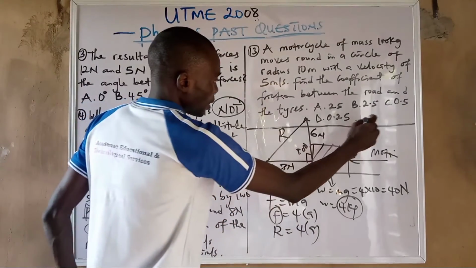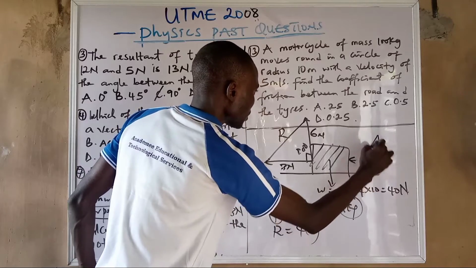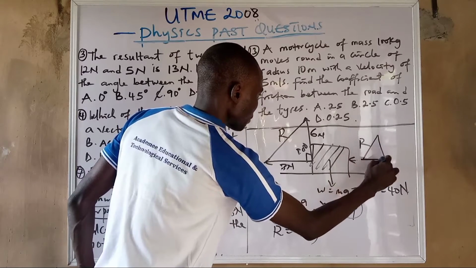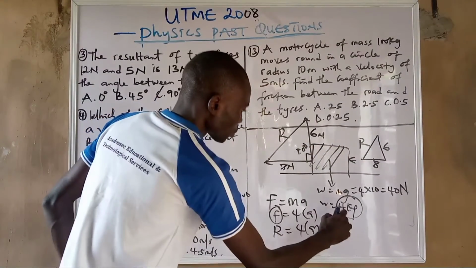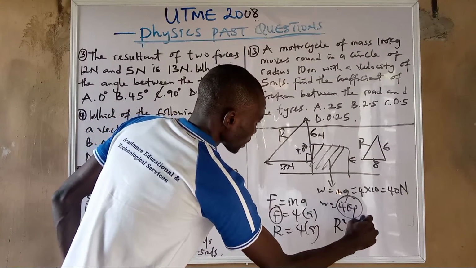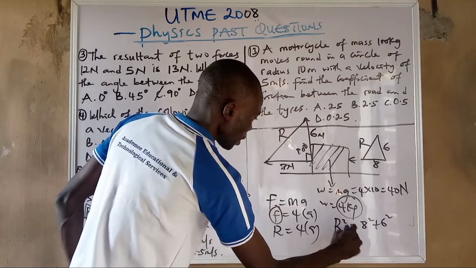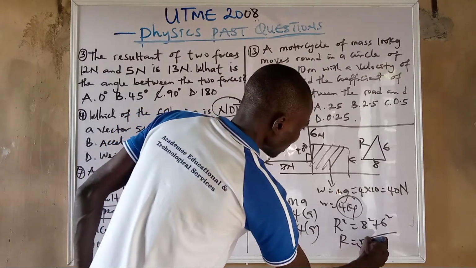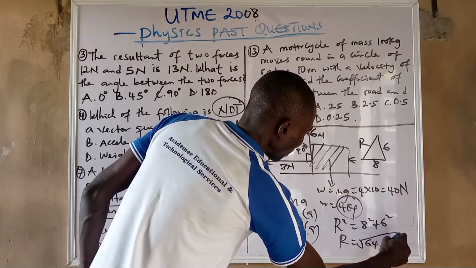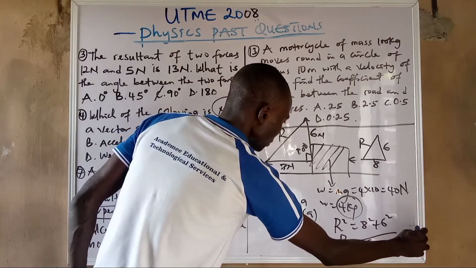This is already a right angle triangle, as you can see. So you are having the resultant, you are having 8, you are having 6. To find this, we are going to go with Pythagoras: 8 squared plus 6 squared. So the resultant will be root of 64 plus 36. So root of 100 should be 10 Newton.